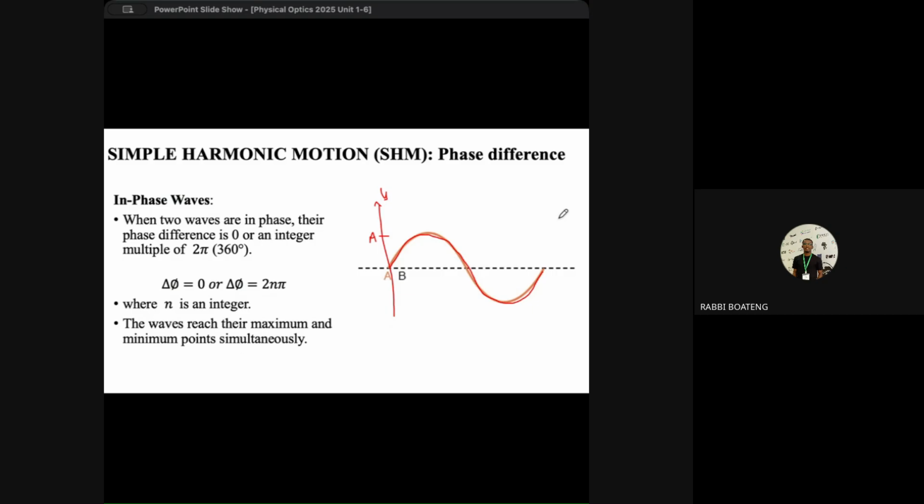Yes, Sir Philip, go ahead. So if the phase value is the same and they have different amplitude, are they still in phase? Yes, they are still in phase.